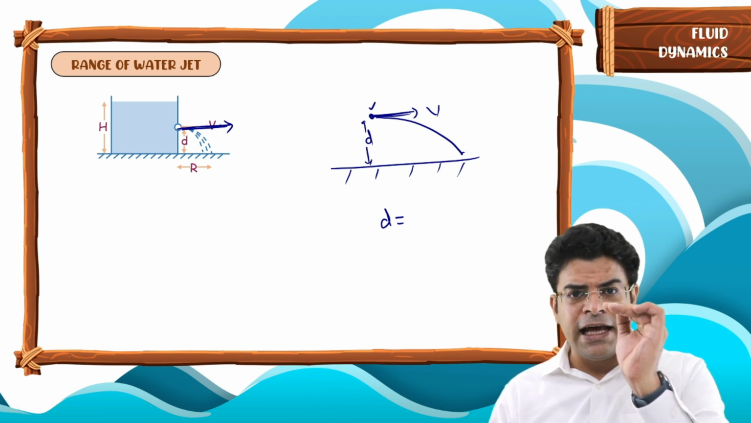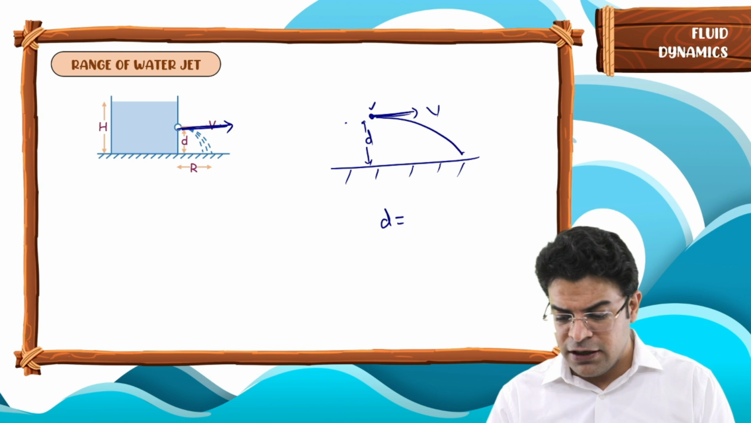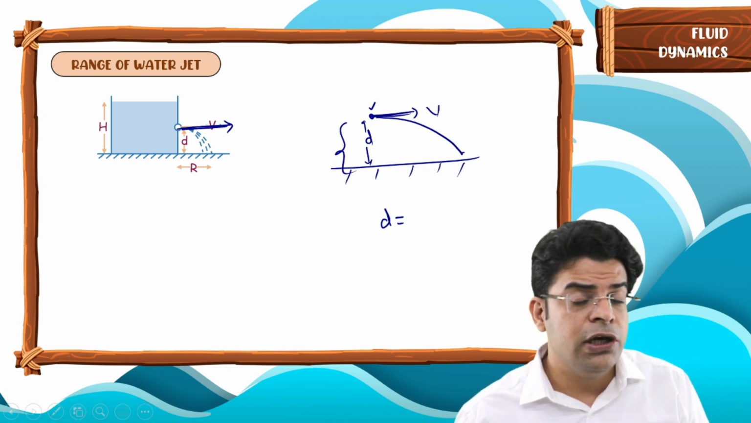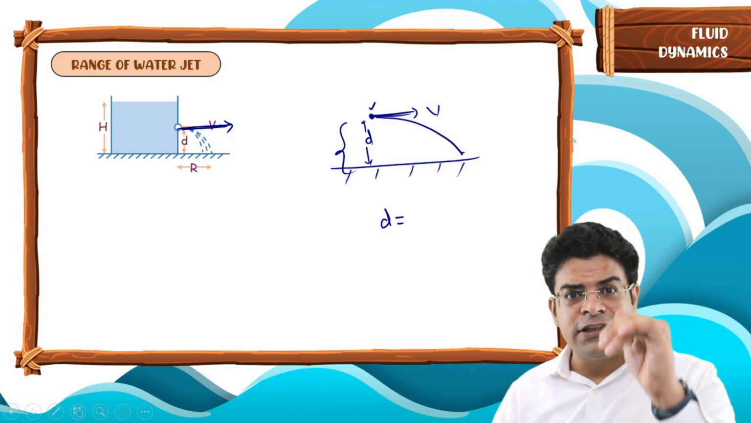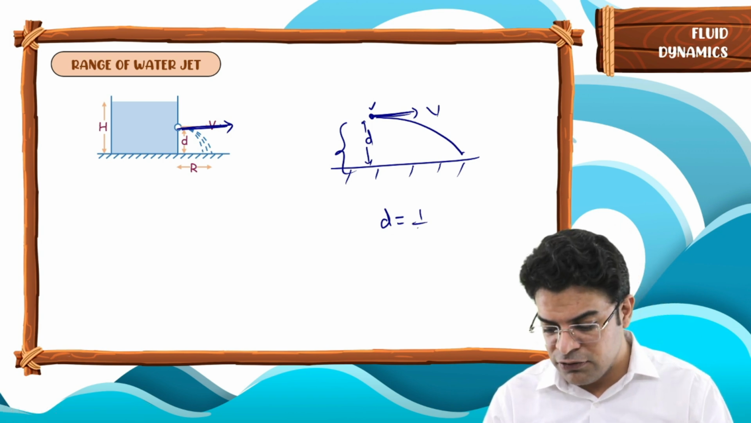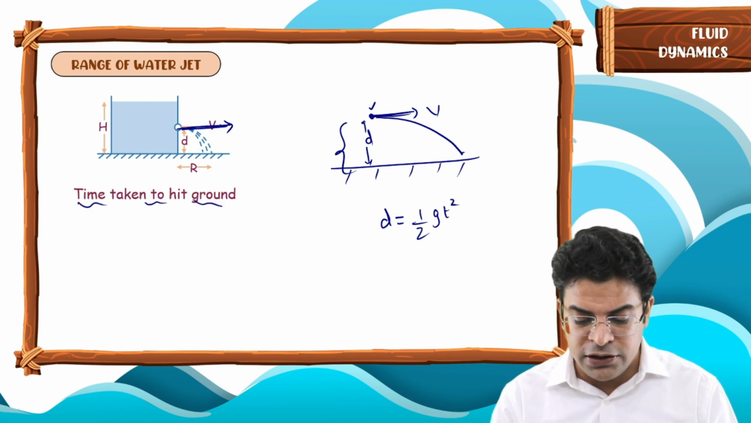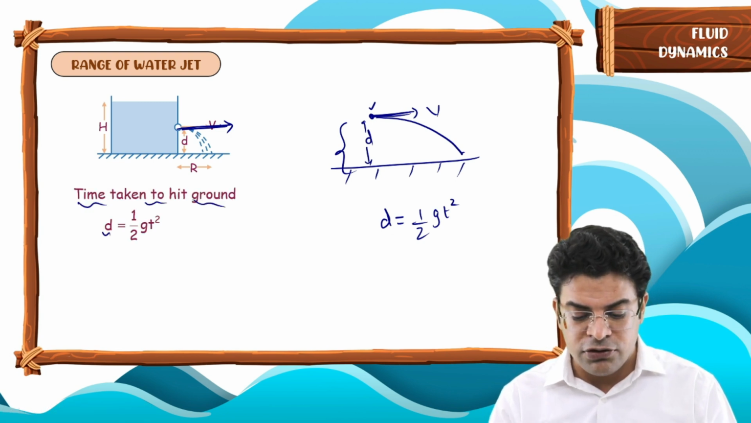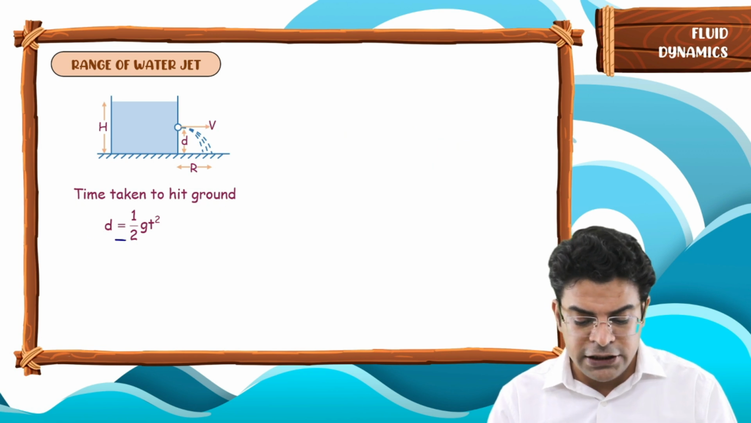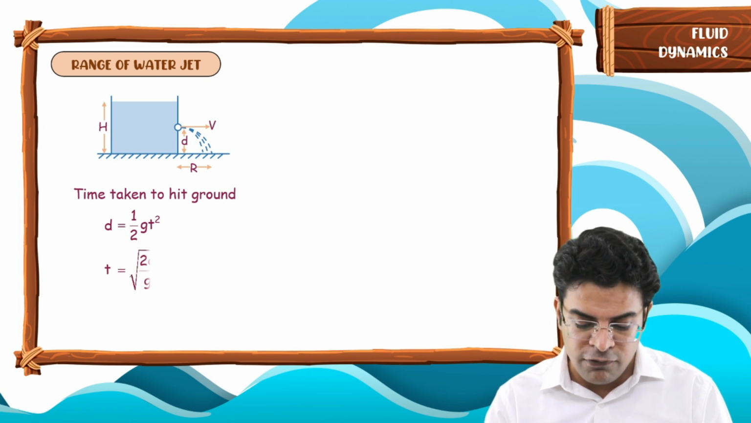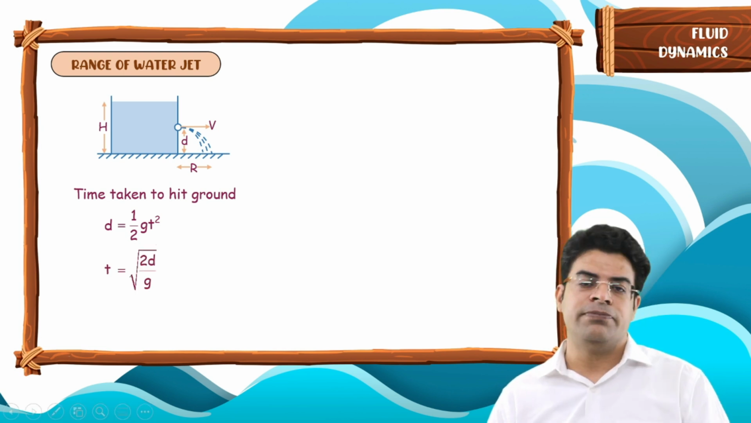In the vertical direction, till the time of landing, the vertical displacement is d. The initial velocity is 0. The downward acceleration is g. So you can write d equals half g t squared. From here, you will get the time taken to hit the ground. Rearranging, moving this 2 up and g down and taking the root, the time taken to fall will be under root of 2d by g.